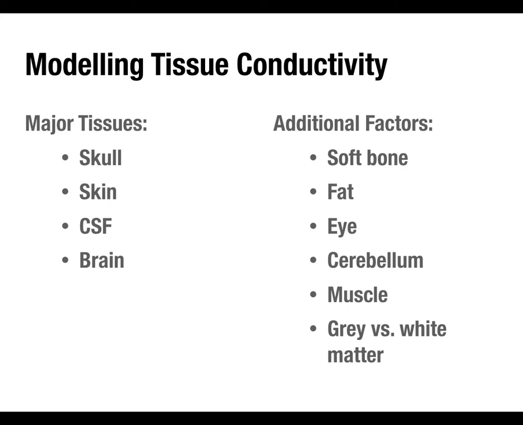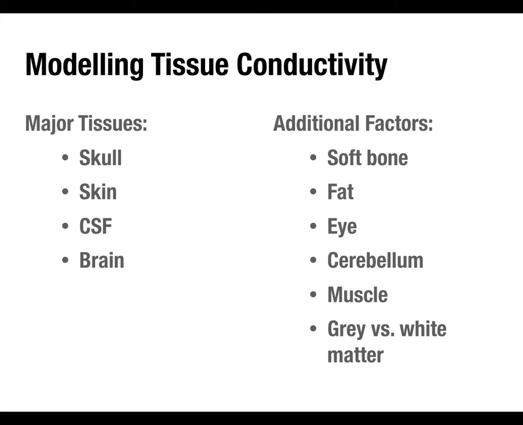Depending on the level of resolution that you want, you can also start modeling skull versus softer bones in the head, fat, the eyes have different conductivity, your cerebellum has different conductivity than your cortex, muscle. So there's a lot of additional information that you could factor into this, which can in turn increase the level of complexity of the math involved and computational time and demands, to the point where the most high-end source localization algorithms require massive parallel supercomputers to compute. They're not something that people are doing on desktop computers.